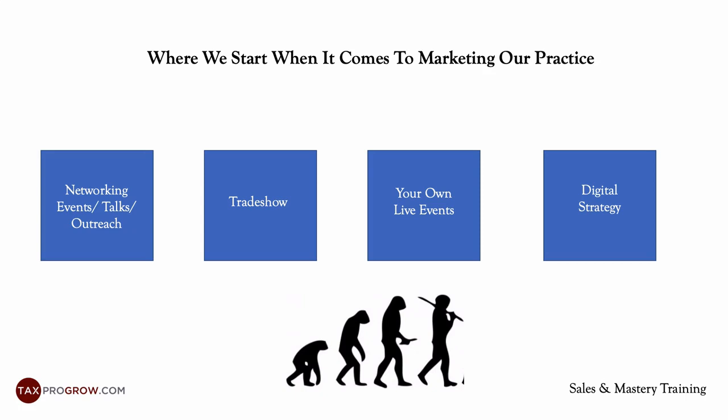So once we start having our own live events, we move to our digital strategy, which is where we really start advertising via LinkedIn, via Facebook, and really start generating leads that way, and putting some automation into our business once we've scaled to get to that point. So those are the evolution of how we really grow and scale a 7-figure tax firm, and that's the way the system works. So we're really going to dig into your own live events now and start looking at exactly how that system works and how it should play out.